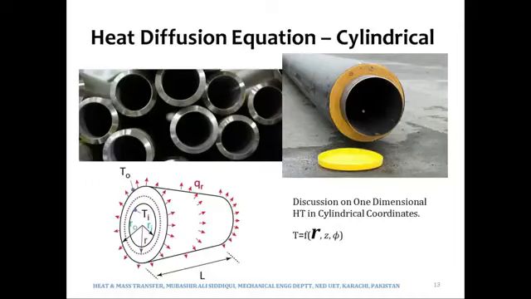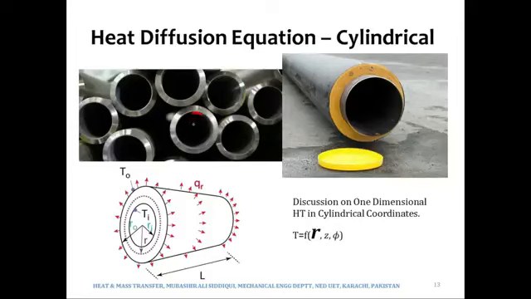In radial direction, for example, let's start with those pipes. You can see that there is an inner surface of the pipe and then there is an outer surface of the pipe, and this is the thickness of the pipe. Suppose that the temperature of the inner surface of the pipe is 500 degrees Celsius, the same as the temperature of the steam.